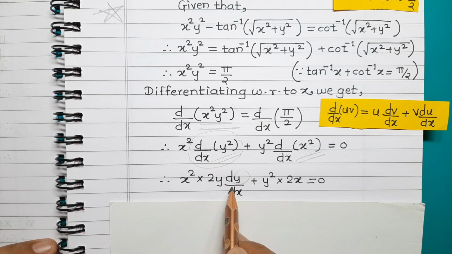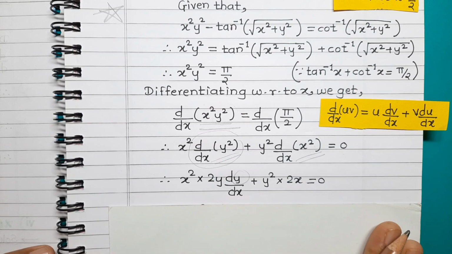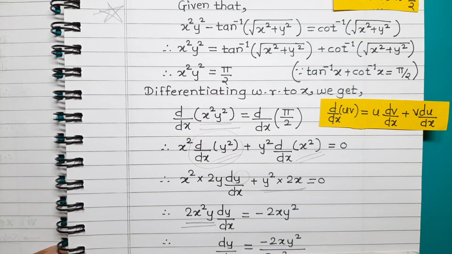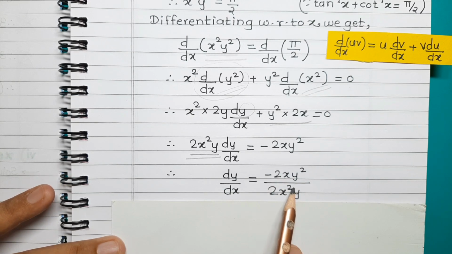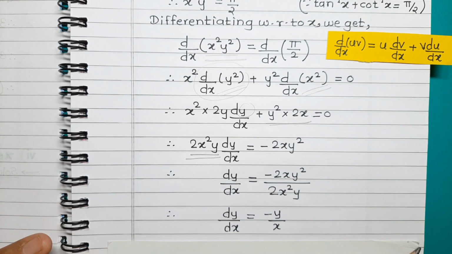And now let's collect term dy by dx on one side and shift other terms on the other side. So here we have 2x square dy by dx is equal to, shifting this term on RHS, minus 2xy square. Then shifting this term multiplied to dy by dx on RHS, we will get dy by dx is equal to minus 2xy square upon 2x square y. Now 2xy is going to cancel at the numerator and denominator. So finally we have dy by dx is equal to minus y by x. Okay, so this is the required solution.